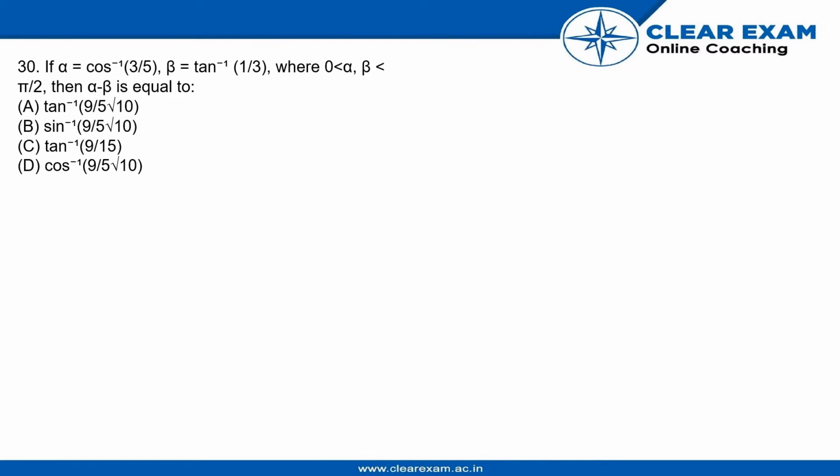So question 30: if alpha equals cos inverse 3 by 5 and beta equals tan inverse 1 by 3, where 0 is less than alpha and beta is less than pi by 2, then we have to find alpha minus beta. So these are the options.